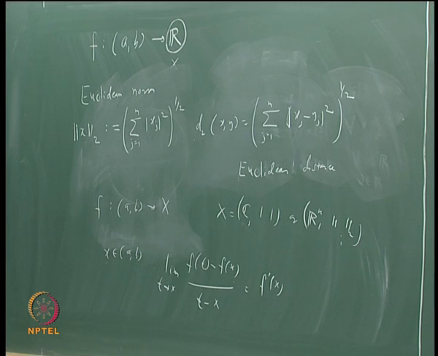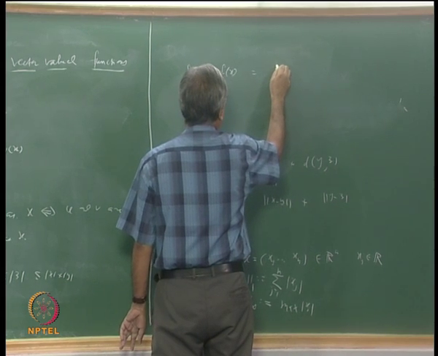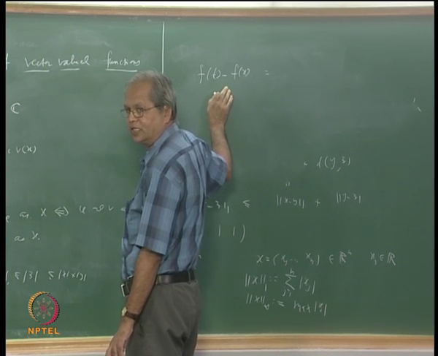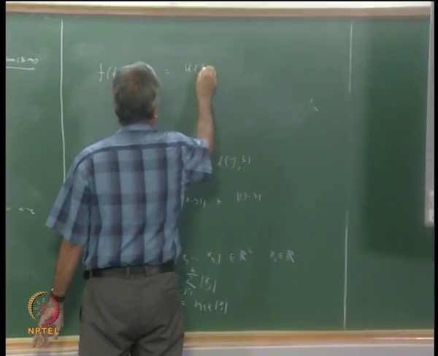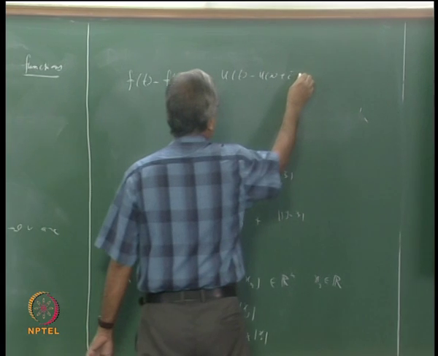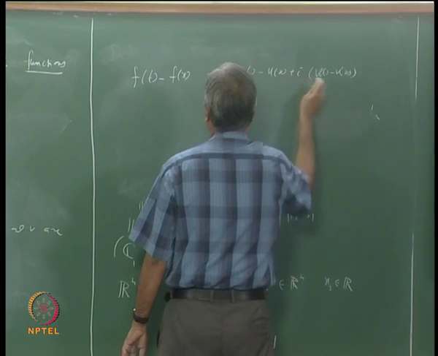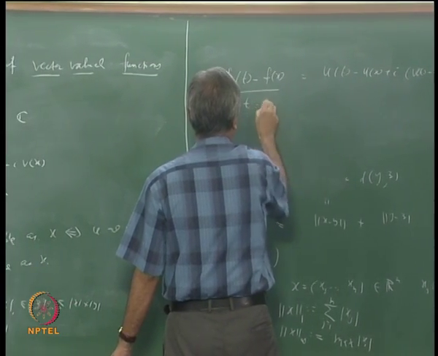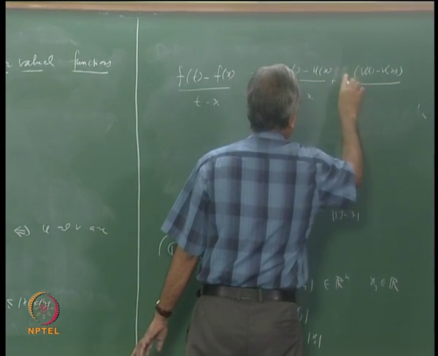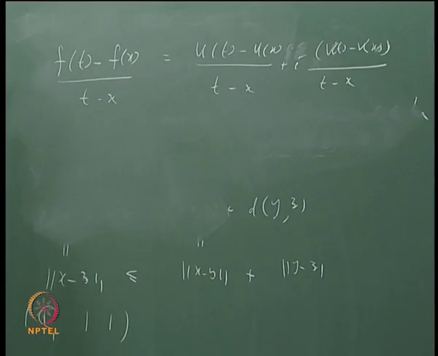See, so f(t) minus f(x), this will be the same as, suppose I write f(t) as u(t) plus i times v(t) and f(x) as u(x) plus i times v(x). So this will be simply u(t) minus u(x) plus i times v(t) minus v(x), and suppose you divide this by t minus x, and this i here, this also divide by t minus x, okay.